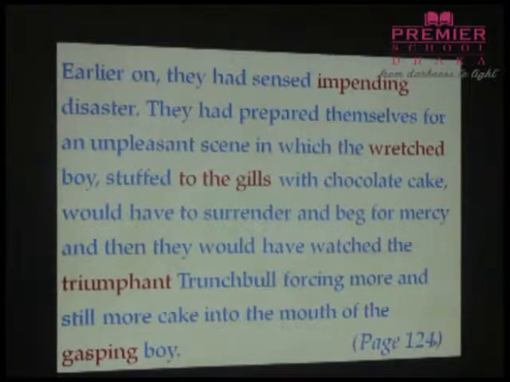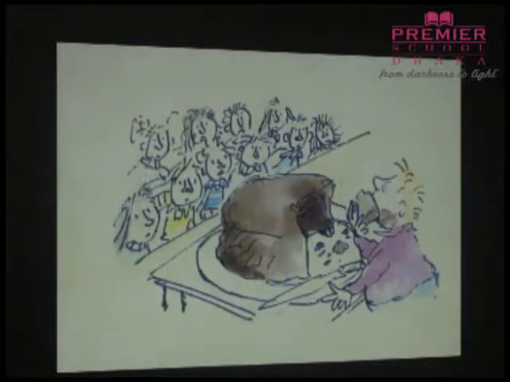They would have watched, triumphant means excited and happy. So they would see Trunchbull excited and happy, forcing more and still more cake into the mouth of the gasping boy. Gasping boy means the boy who has difficulty in breathing. So when they were looking at Bruce Bogtrotter eating all the pieces of this cake, the children were watching with wonder. They were amazed.